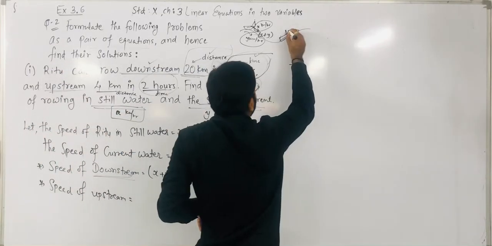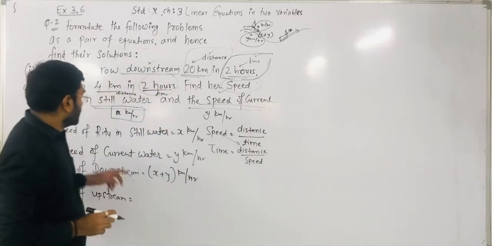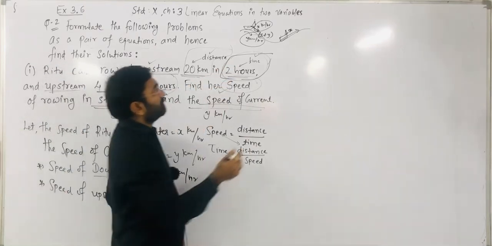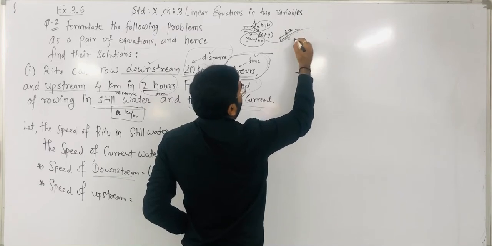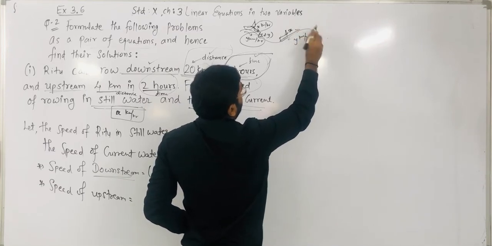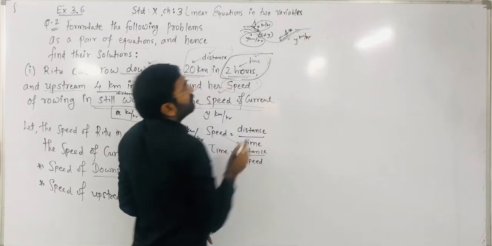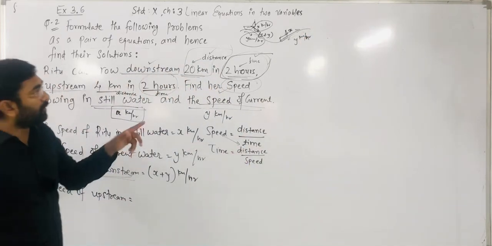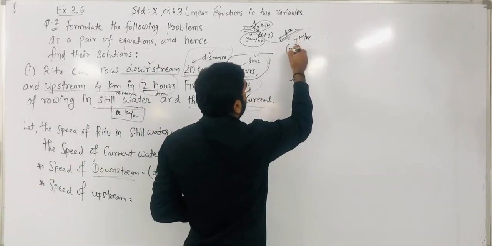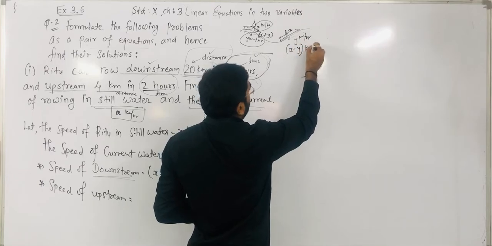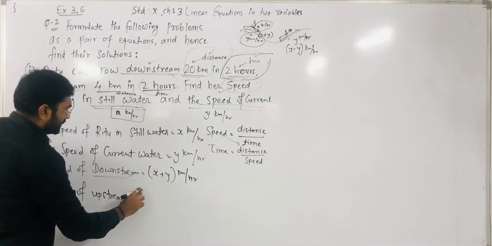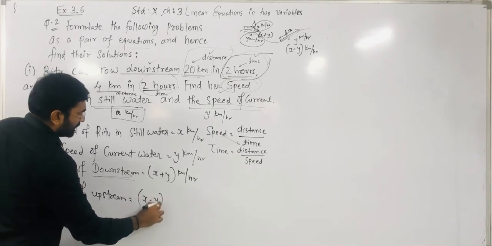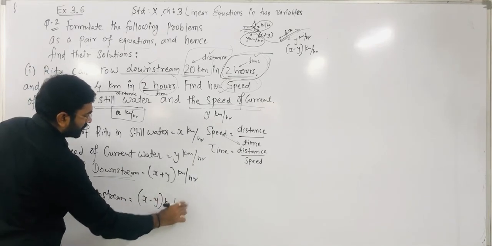Your still water speed is x. But whenever you go upstream, it is opposed by the current speed, y km/h. It means we can say x minus y km/h. So this is our upstream speed, which is x minus y km/h.